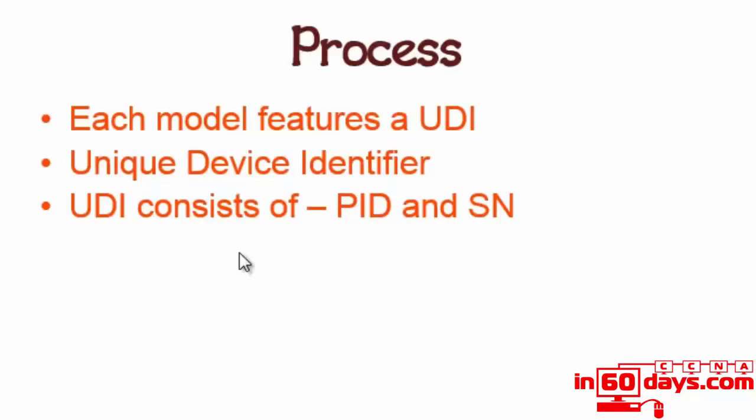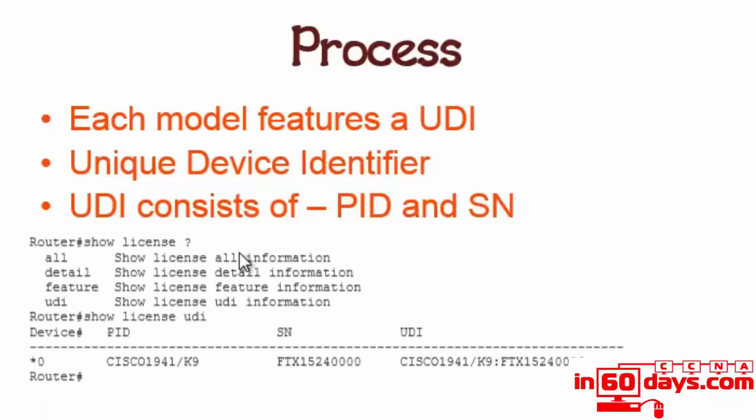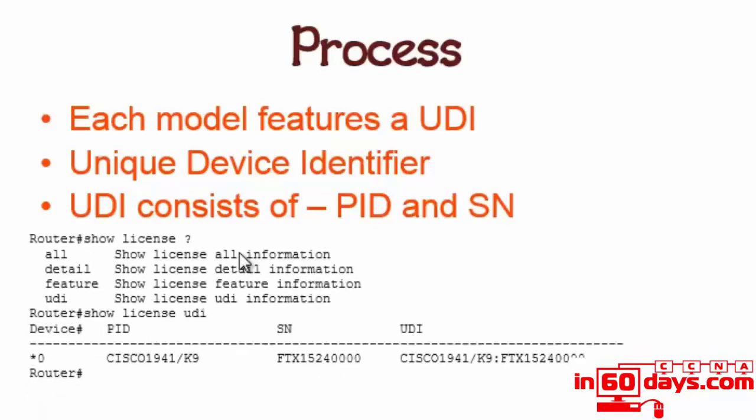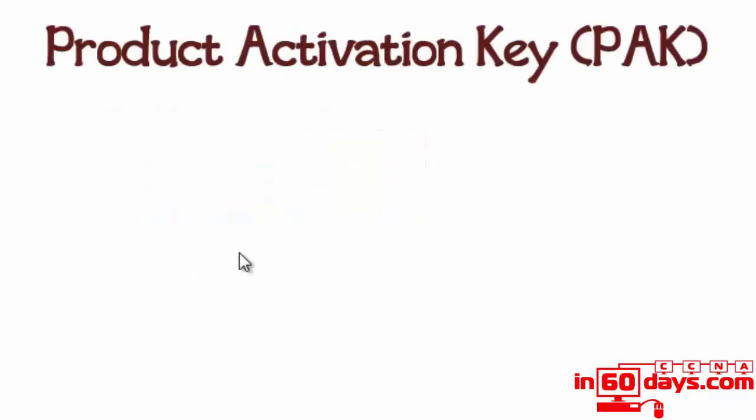Now, each model features a unique device identifier, that's your routers or switches. The unique device identifier consists of a product ID and a serial number. So if you issue a show license, this should work on Packet Tracer, or if you've got the latest version of IOS running on a new model of Cisco router, for example the 1940 series, issue the show license, and I've finished it with show license UDI, and you can see your serial number and the UDI is displayed there, so that's where you get that information from.